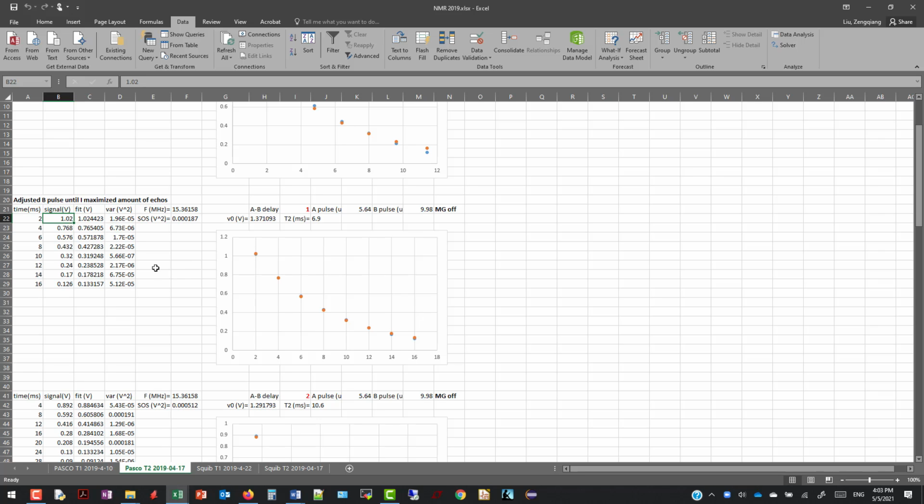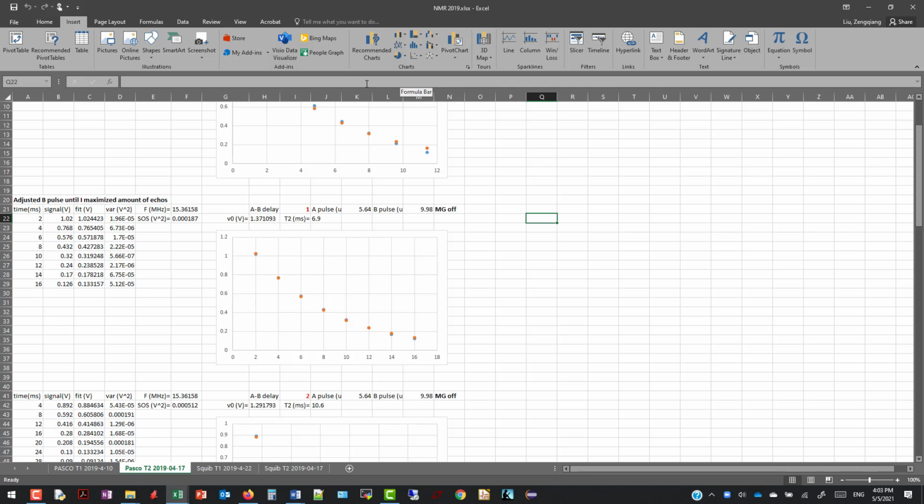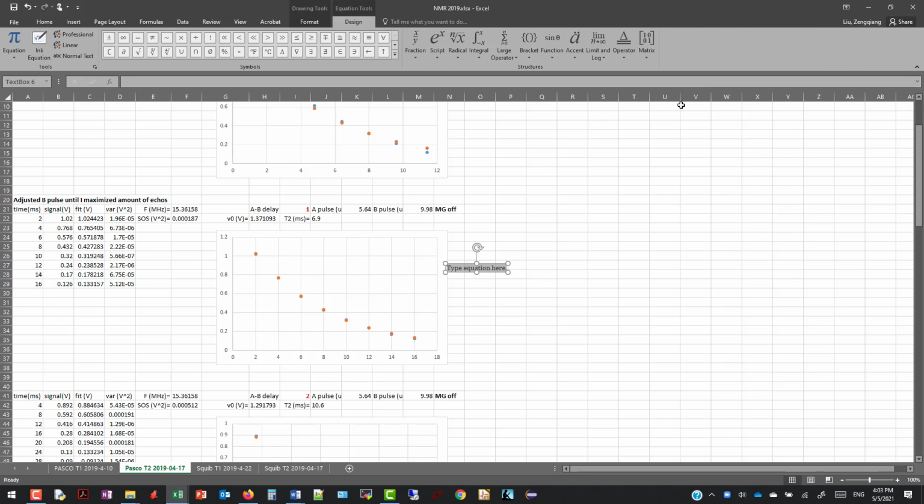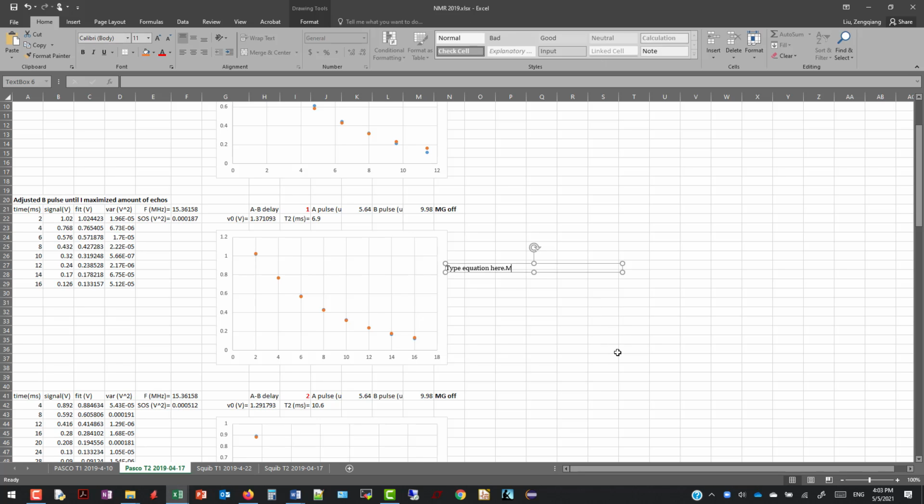Okay, so let's see. Let me maybe just type up that fit function. Insert equation. So M of t, the function of time, equals M0 times e to the minus t over t2.